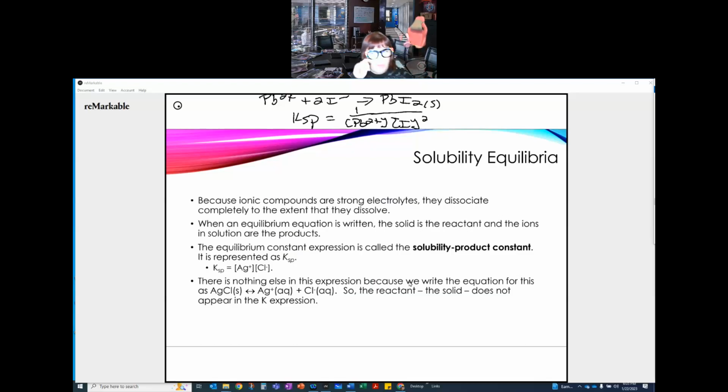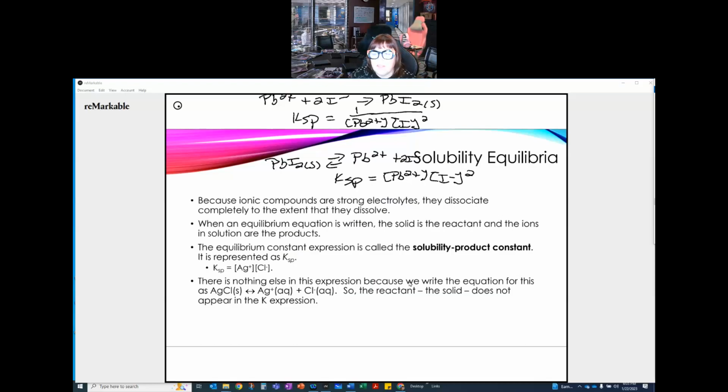Because that's sort of unwieldy, we tend to write it in the other direction. When we write it, PbI2 solid is going to give me Pb2+ plus 2I-, and that KSP is then going to be Pb2+ times I- squared. For me, that's easier to see.